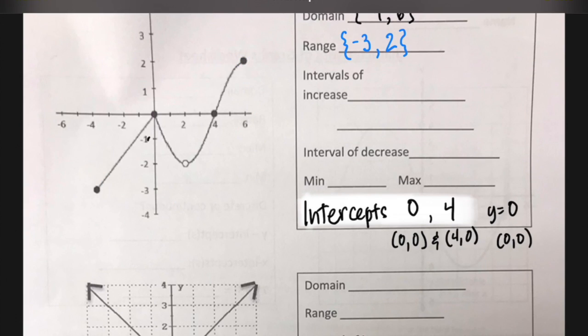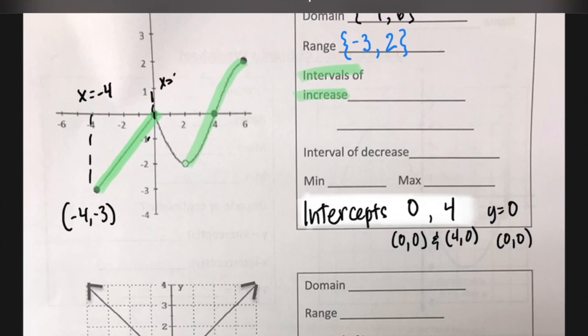The next feature I'm going to be looking for is any increasing or decreasing intervals. A function is said to increase if the y values are increasing when you look through the function from left to right, as if you're reading a book. So in this case, I notice that when x is -4, at the point (-4, -3), the graph is increasing all the way to the origin, where x is 0. And then it starts going in the opposite direction until x is 2. When x equals 2, it keeps increasing all the way up to x equals 6.